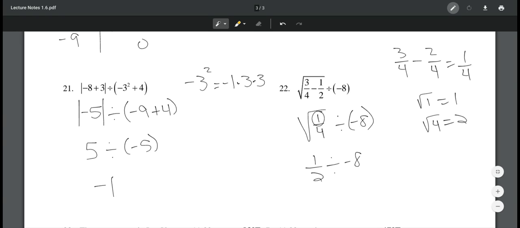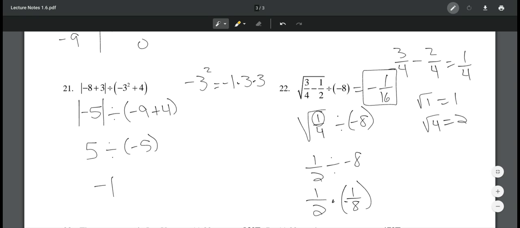So I know my outcome is going to be negative because a positive divided by a negative is always a negative. When I divide by negative 8, I actually multiply by the reciprocal. So I'm going to multiply by 1/8. So that would give me negative 1/16 as a final answer.